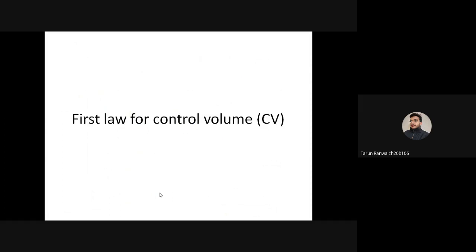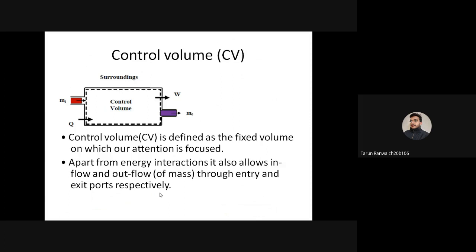Now let's discuss the first law for a control volume. So this is the layout of a control volume. Here this is the inlet stream and this is the outlet stream. The control volume is defined as the fixed volume on which our attention is focused. Apart from energy interaction, it also allows inflow or outflow of mass through entry and exit ports respectively.